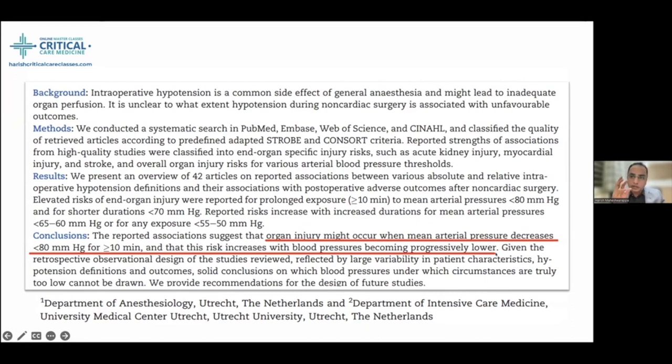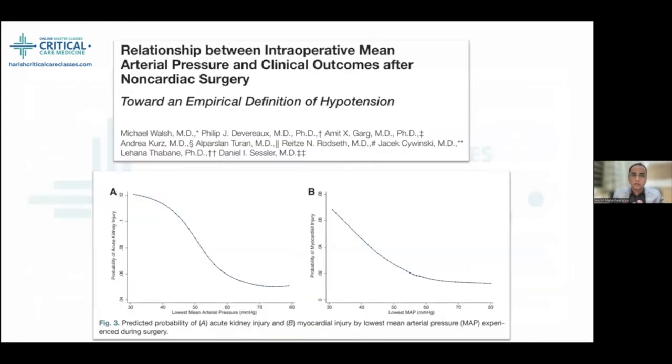So basically, this systematic review gives some idea. They accumulated all the data from the intraoperative period. If the MAP falls below 80 for 10 minutes or more, they labeled it as significant hypotension. This is one more piece of data to see whether there is any relationship between intraoperative drop in MAP and clinical outcome after non-cardiac surgery. They excluded cardiac surgery patients.